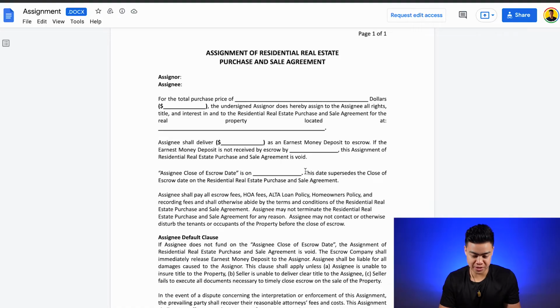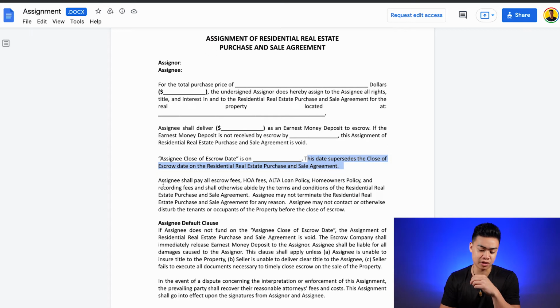And then it's also specifically written out that the date that you list here supersedes, or overpowers, the close of escrow date on the RPA, also known as the purchase agreement. So if this assignee closing date right here is different than the closing date listed on the purchase agreement, then this is the one that supersedes. This is the one that wins, because it says right here, this date supersedes the close of escrow date on the RPA.